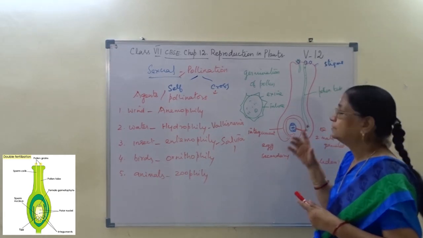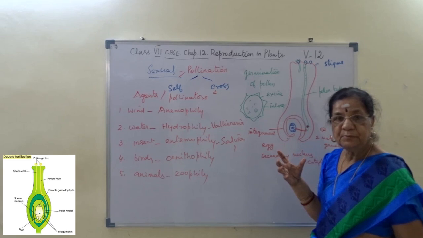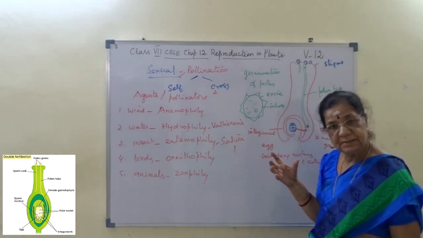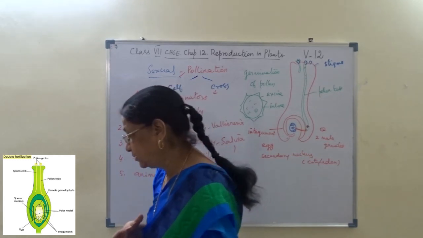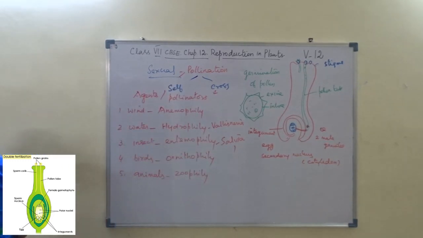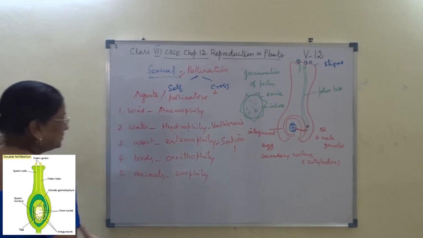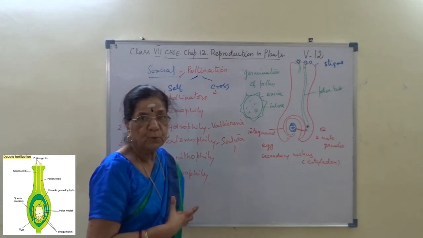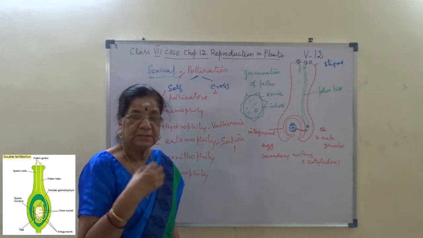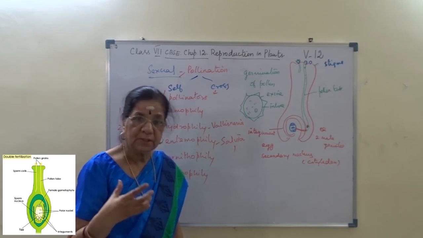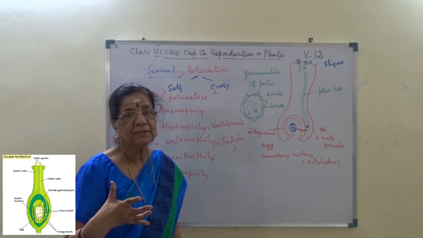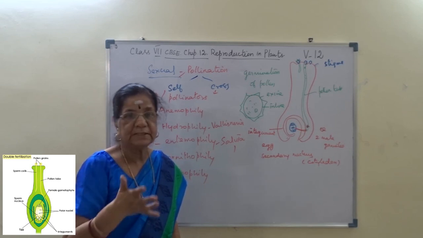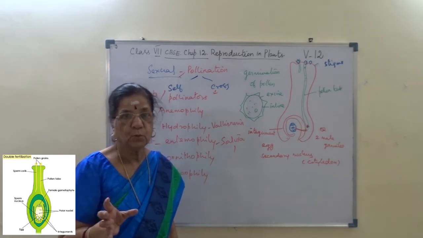Okay. So after fertilization, the ovules will become the seeds. Now the fruit will be formed. For the fruit formation, after fertilization, the ovary grows into a fruit. So we say a fruit is nothing but a ripened ovary.